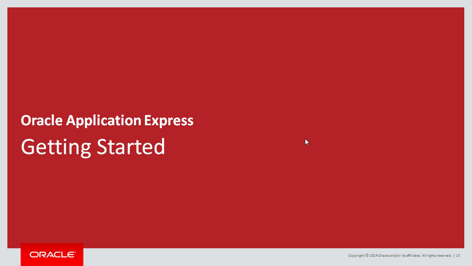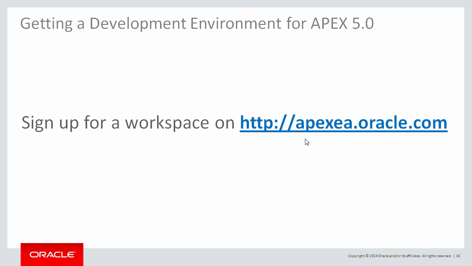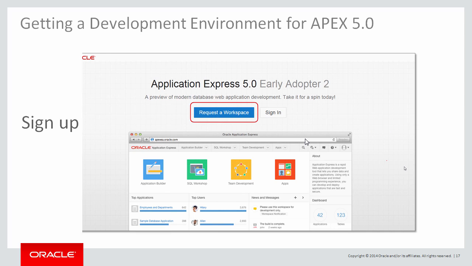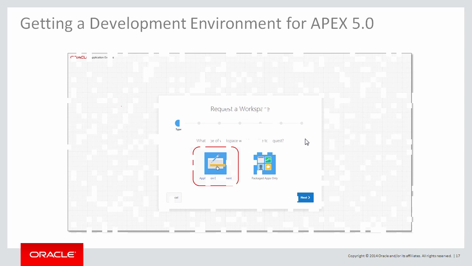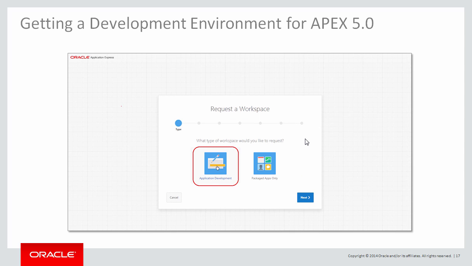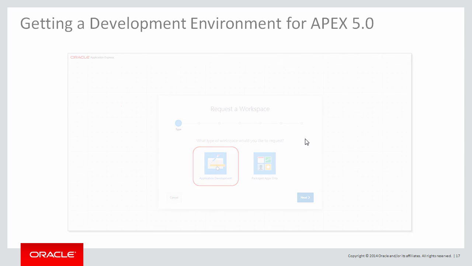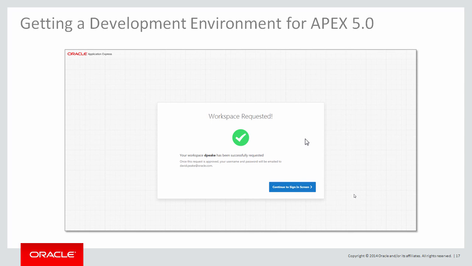Okay, so now let's get you started with getting an environment that you can actually go and play with for yourself. The first thing you need to do is go to apexea.oracle.com. That is our hosted early adopter environment, and you'll be able to utilize Application Express 5.0 early adopter by signing up for a workspace. Once you go to this site, all you need to do is click on Request a Workspace. Then click on Application Development. You'll need to provide us with your email address, a schema name, fill out a short survey, and then the workspace request has been completed.